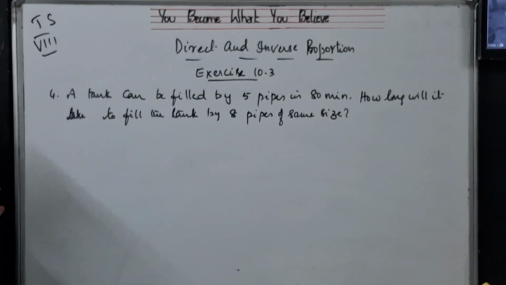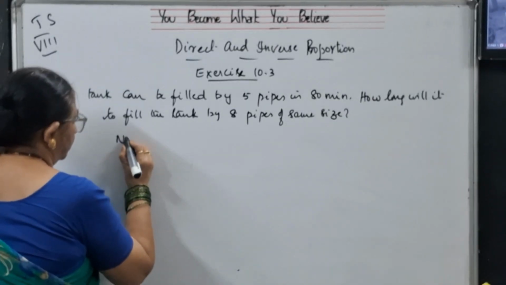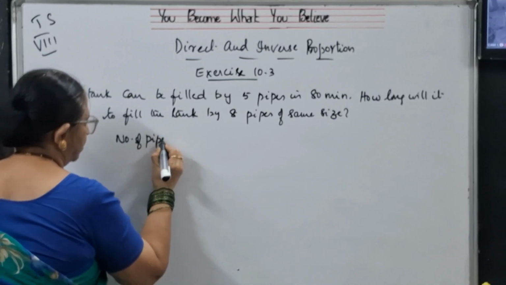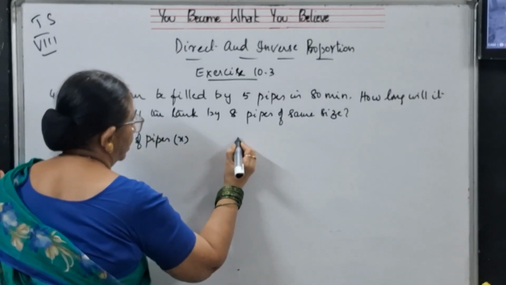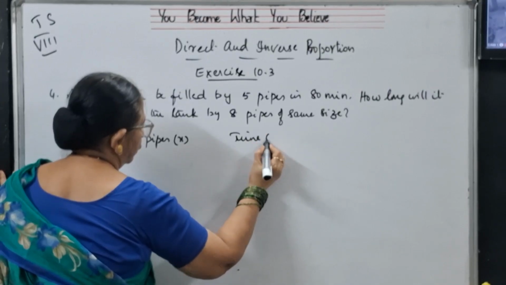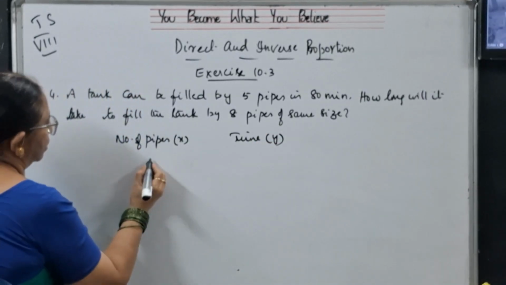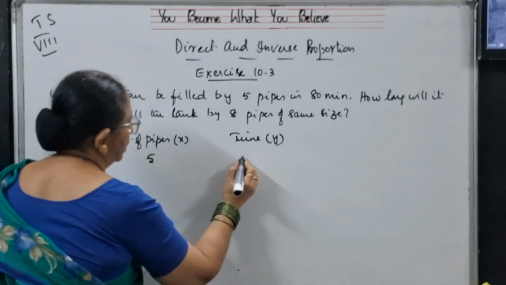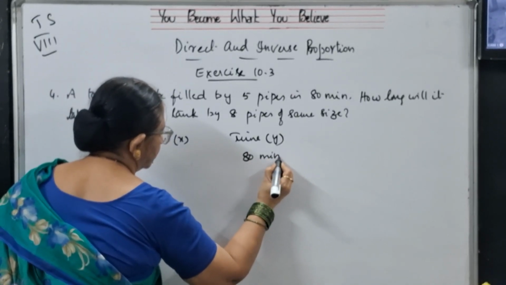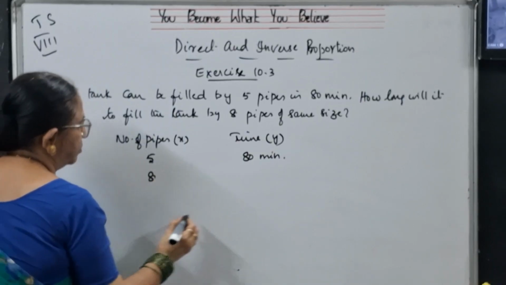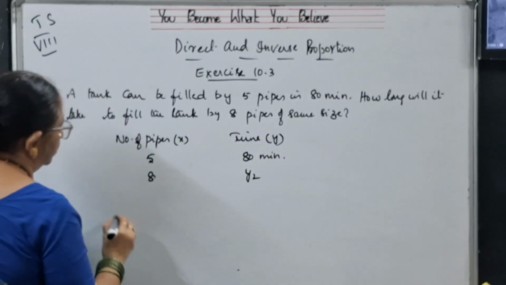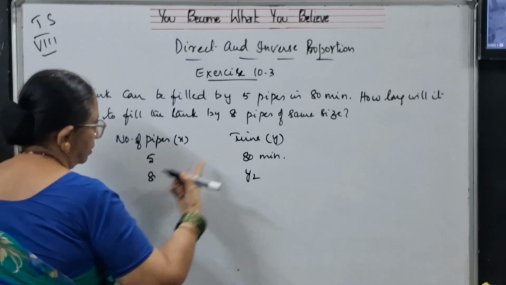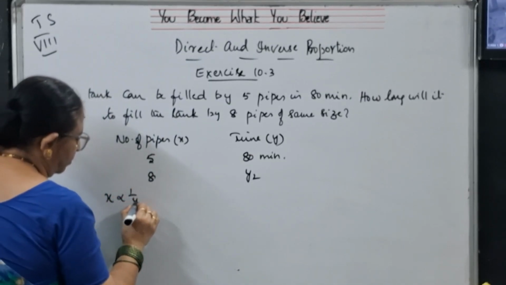Now, fourth question. A tank can be filled by 5 pipes in 80 minutes. How long will it take to fill the tank by 8 pipes of the same size? So, number of pipes, let us consider it as x, and time, let us consider it as y. 5 pipes can fill it in 80 minutes, and 8 pipes y2. So definitely if number is increasing, time will decrease. x is inversely proportional to y.